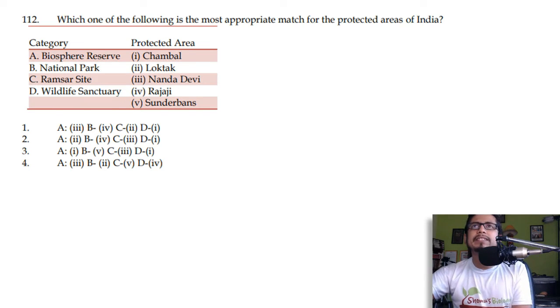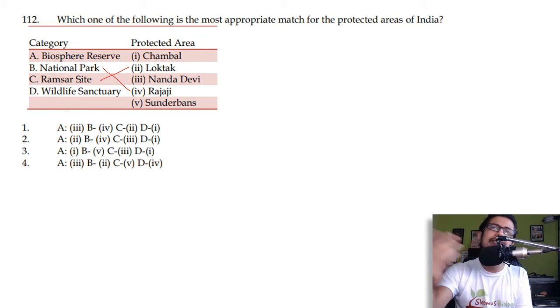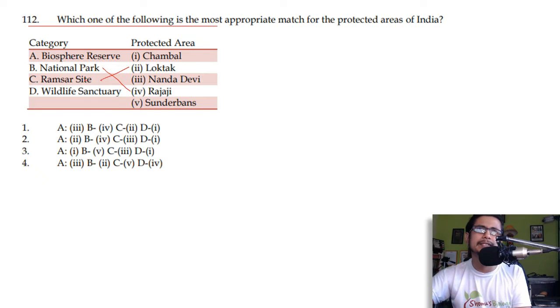Which one of the following is the most appropriate match for the protected areas in India? So we have biosphere reserve, national park, Ramsar site, wildlife sanctuary, and five different protected areas listed instead of four. So you need to know at least 2 out of 4, as per our 2 out of 4 rule, to solve this. Let's say here we know two. One is that Rajaji is a national park, and we know Loktak is a Ramsar site. If you know these two, you can still answer. Any two, if you know, you can answer.